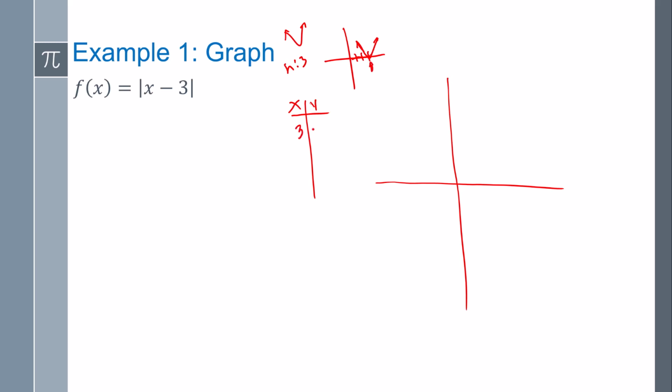If I plug in 3, I get 0. If I plug in 4, 4 minus 3 is 1. If I plug in 5, 5 minus 3 is 2. If I plug in 2, 2 minus 3 is negative 1, but the absolute value of negative 1 is positive 1. And if I plug in 1, 1 minus 3 is negative 2. The absolute value of negative 2 is 2.